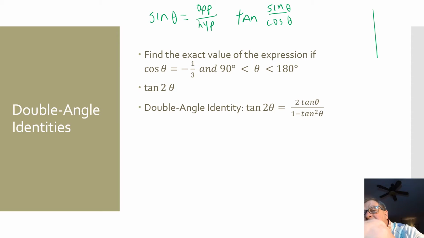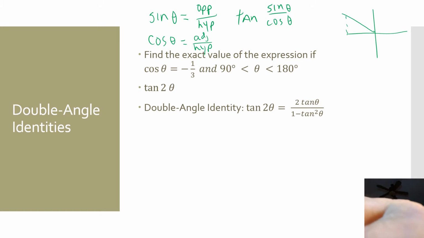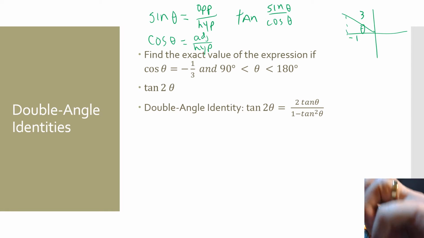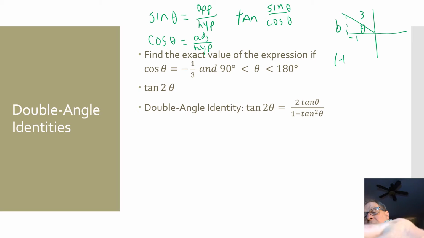So let's just sketch something here. We're over here in the second quadrant. Let's get us a right triangle. We know that the cosine, again SOHCAHTOA, is the adjacent over the hypotenuse. So my hypotenuse is obviously 3. Here's theta, and this side is -1. I want to find this opposite side, so let's call it B. We've done this before already. So we've got -1 squared plus B squared equals 3 squared.